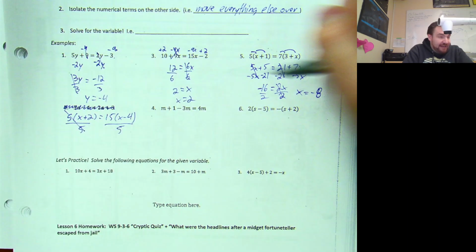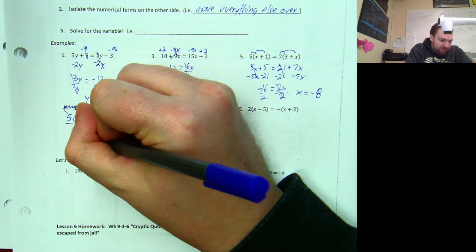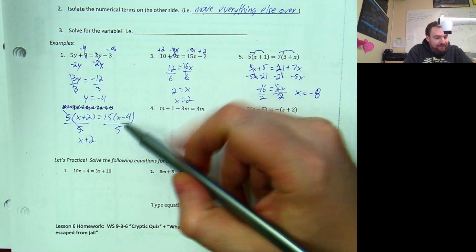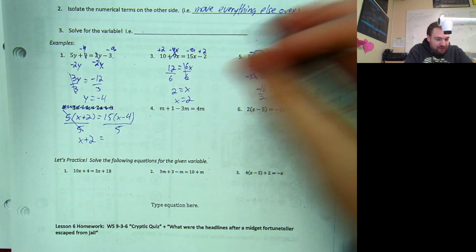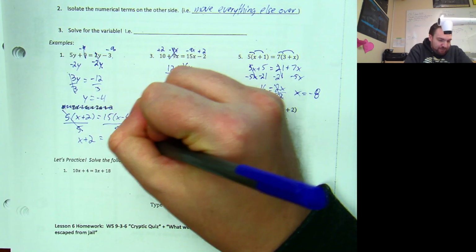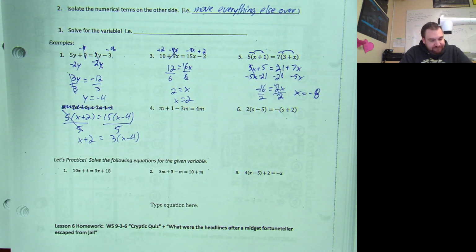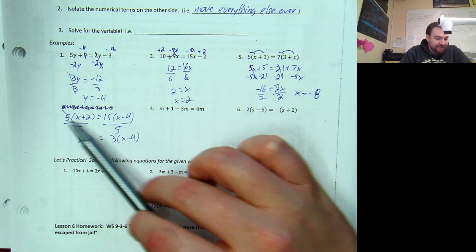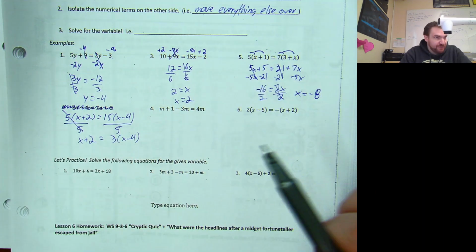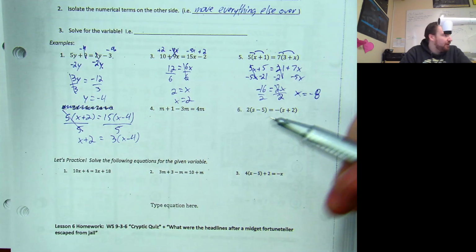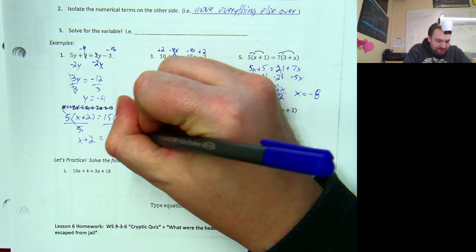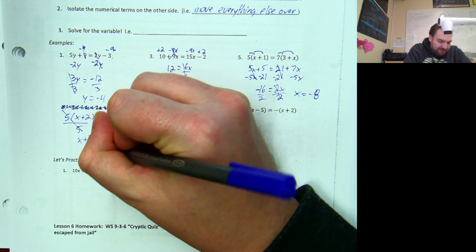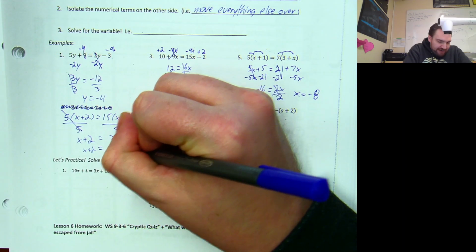Here my 5s are going to cancel, leaving me with x plus 2. Here, 15 divided by 5 is what? So then I'm going to get 3 bracket x minus 4. Because this one is divisible by 5, I can divide both sides by it instead of doing the distribution first. Makes my values smaller. Now I'm going to distribute the 3, so I'm going to have x plus 2 equals 3x minus 12.